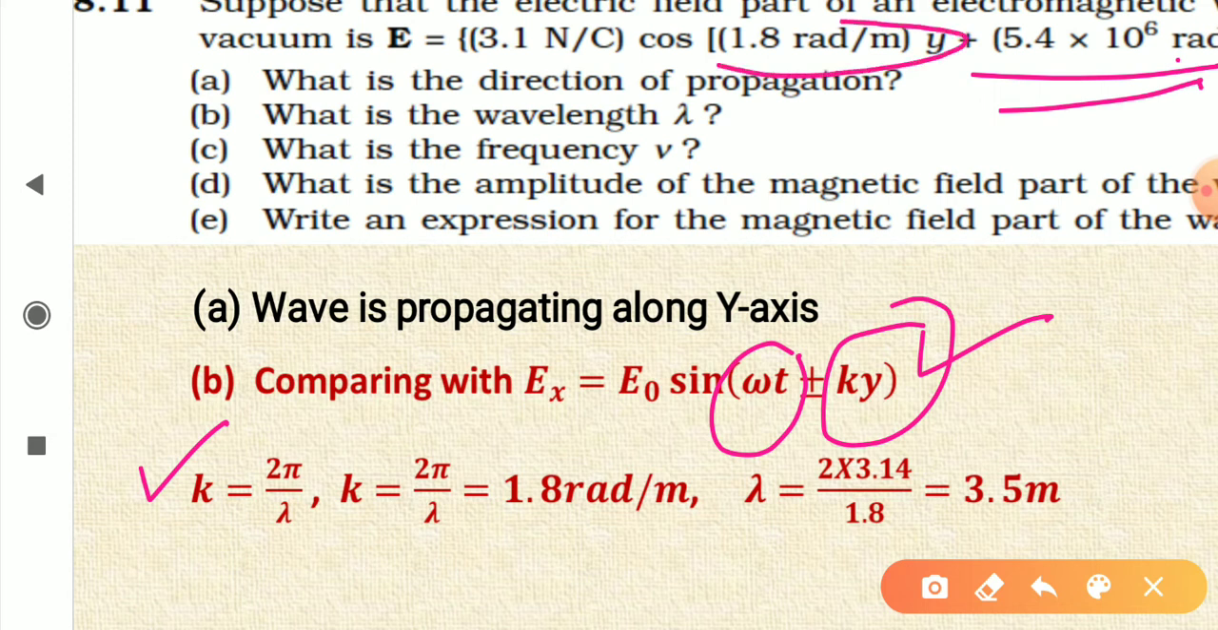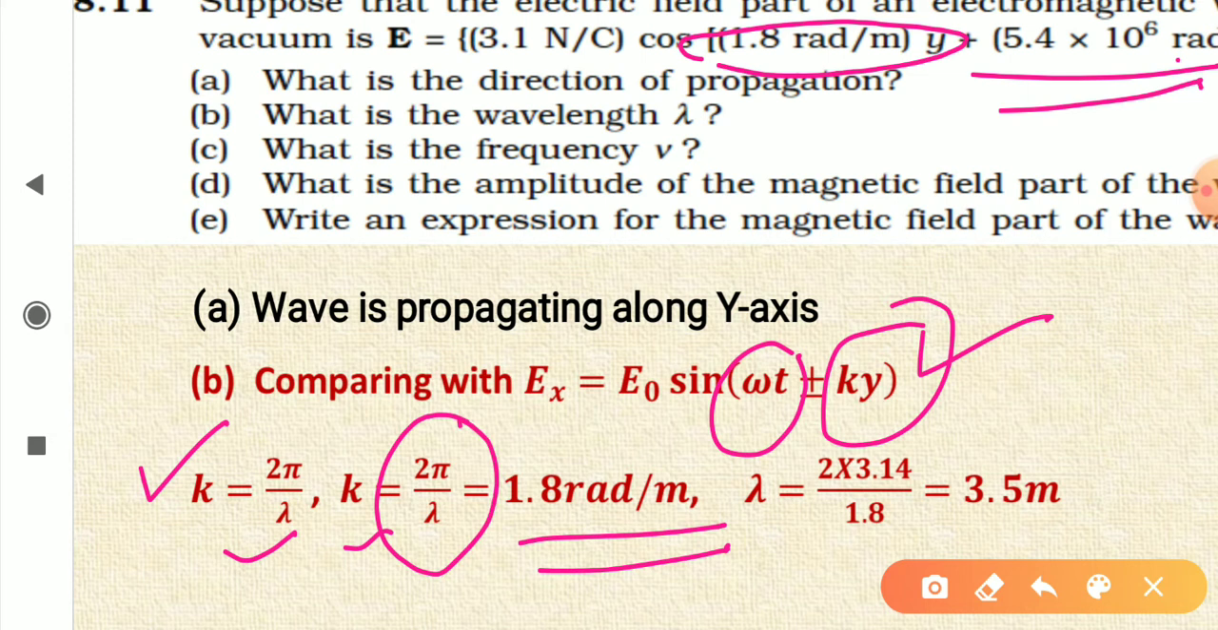So here, this term k is equal to 2 pi by lambda, that is known to you, and this k is equal to 1.8 radian per meter. So that means 2 pi by lambda is equal to 1.8 radian per meter, and just change the sides and lambda will be equal to 2 pi upon 1.8, that is 3.5 meter. So the wavelength comes out to be 3.5 meter.